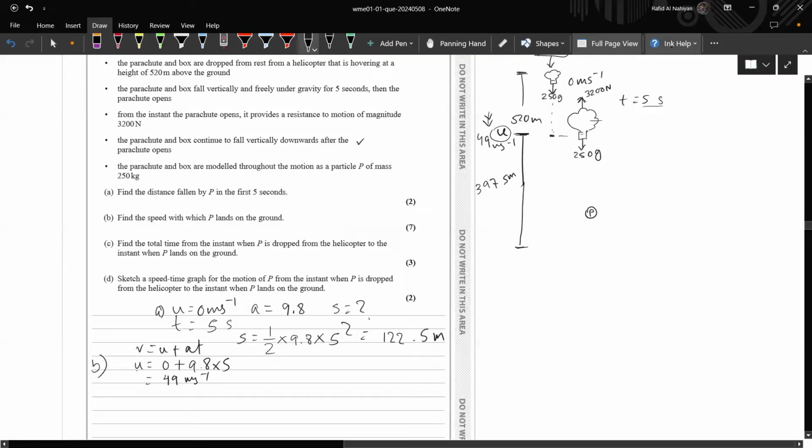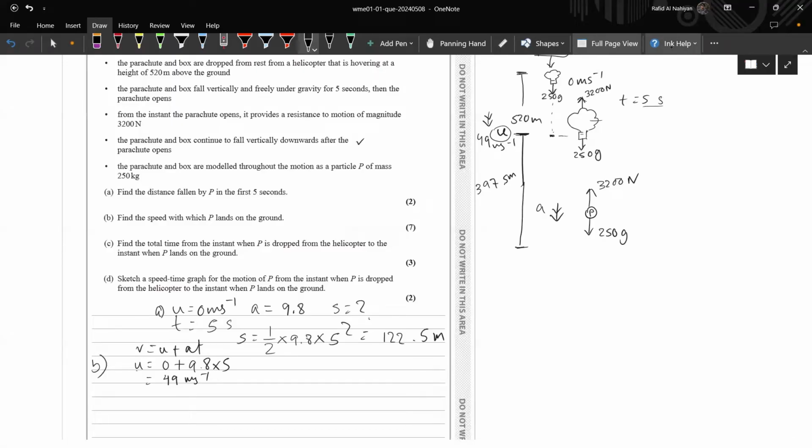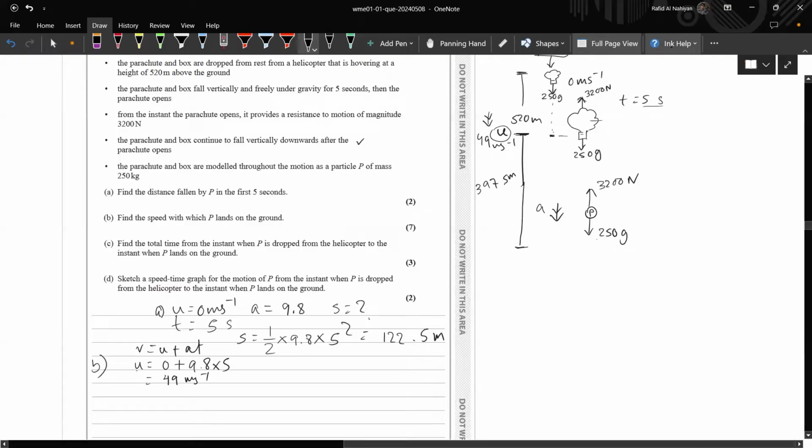Now I have to consider this. Let's take this as a particle P, as they mentioned, and I know the total downwards force, which is 250g, and the total resistive force is 3,200 newtons, and I know that it's falling downwards. Is it accelerating, though? Okay, it's not accelerating, but it's definitely falling downwards, because if you actually find this out, 250 times 9.8, you get 2450 newtons. And at first you may think that this force is greater, so this must move upwards, but actually no, because it already reached this velocity. So once the parachute opens, before the parachute opened, there's only 2450 newtons acting on the box, but then a new force appeared, of 3,200.